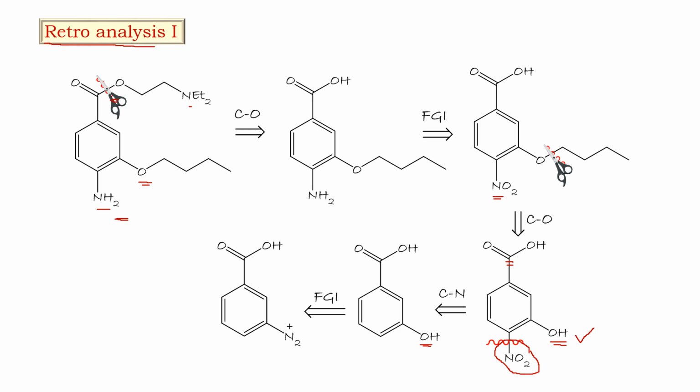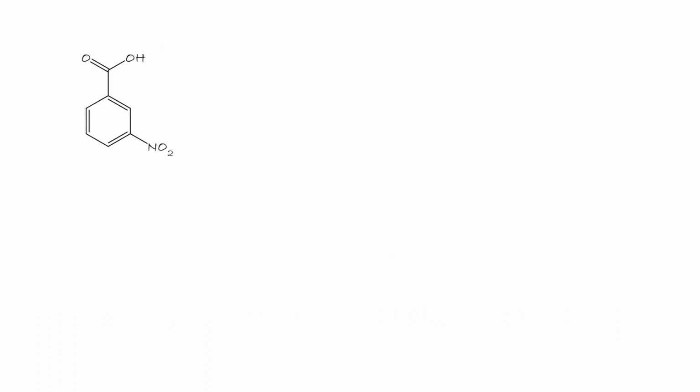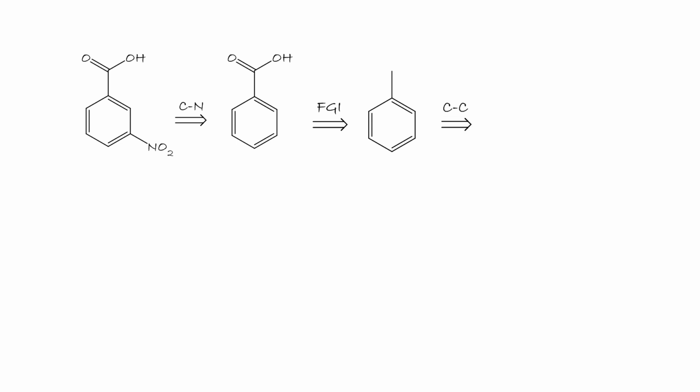So we can get it from diazonium, and diazonium we can get from the amine, and the amine we can get from nitro, and the nitro we can get from the benzoic acid. Carboxylic group is meta directing group, and benzoic acid we can get by the oxidation of toluene, and toluene we can get from benzene via Friedel-Crafts alkylation reaction. So this is a disconnection. Going back to benzene.